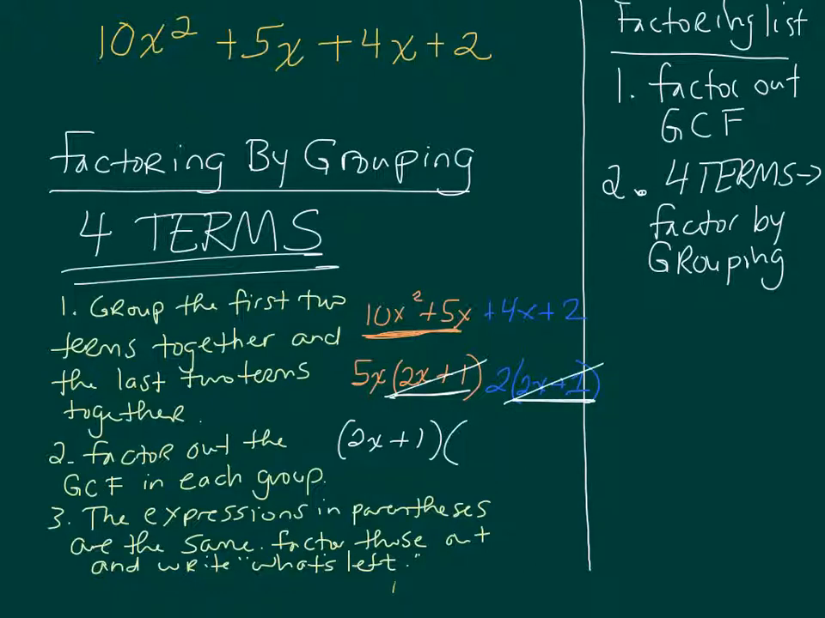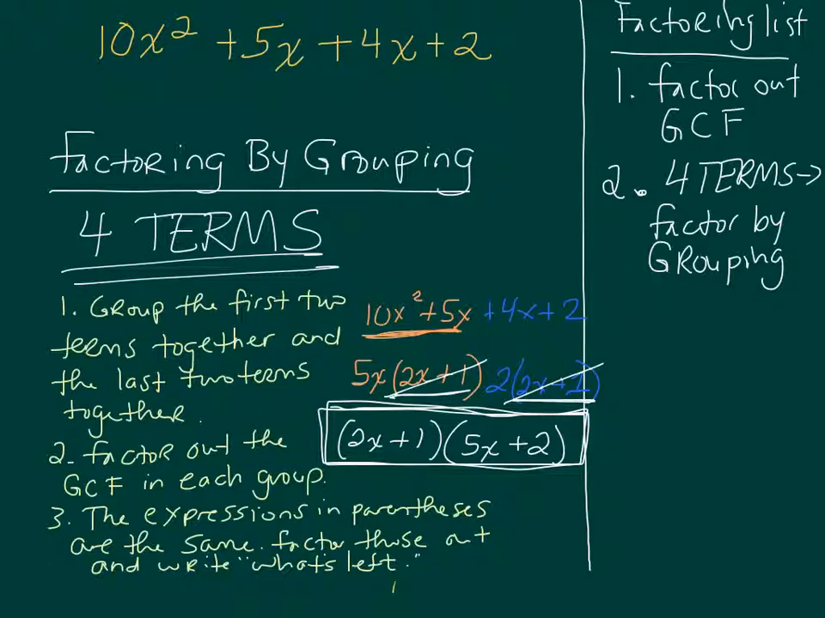So what's left in the first grouping after it's gone is 5x. And what's left in the second grouping after 2x plus 1 is gone is 2, and it's a positive 2, so I'm going to write plus 2. And that is the factored form. I like factoring by grouping because it's kind of like a little trick.